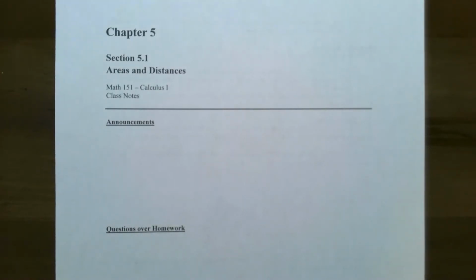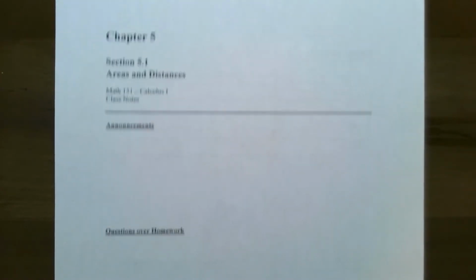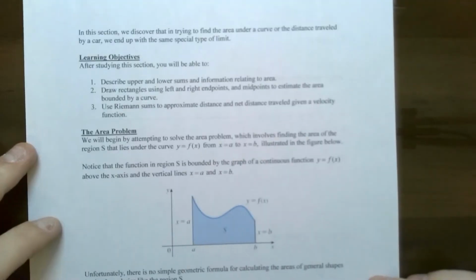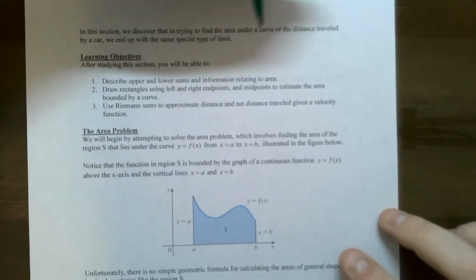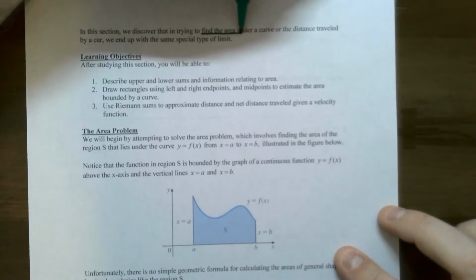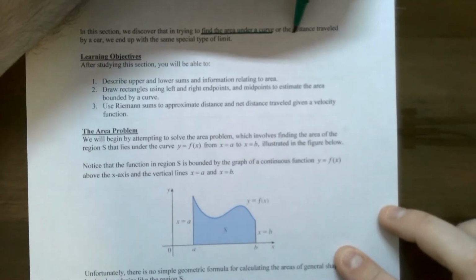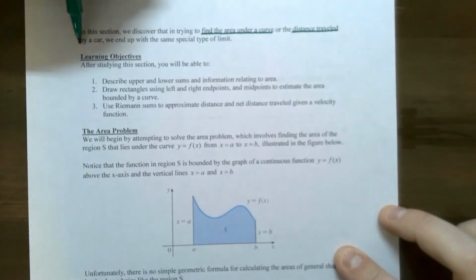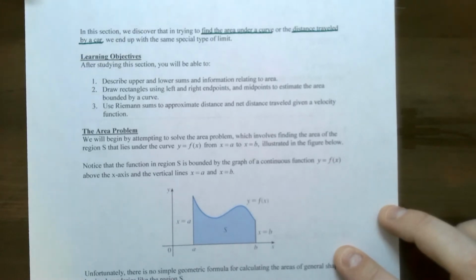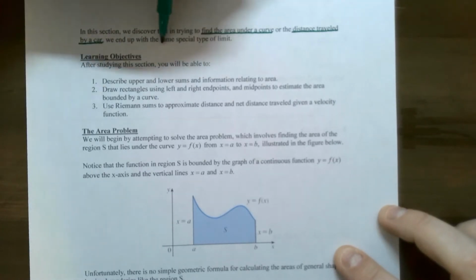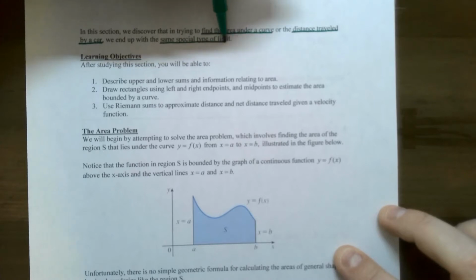In this video we're going to look at areas and distances. In this section we're going to start looking at how you find the area under a curve, and how this area under a curve relates to the distance traveled by an object, or in particular a car, and we're going to relate them to a special type of limit.